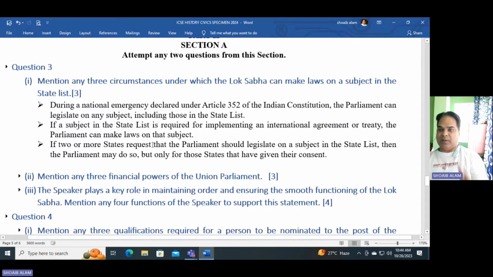3 circumstances. So you can see number 1, during national emergency. Number 2, if the subject is in the state list and is required for implementing an international agreement or treaty, the parliament can make laws on that subject. And the third one is if 2 or more states request the parliament that parliament should legislate on a subject in the state list, then parliament may do so.